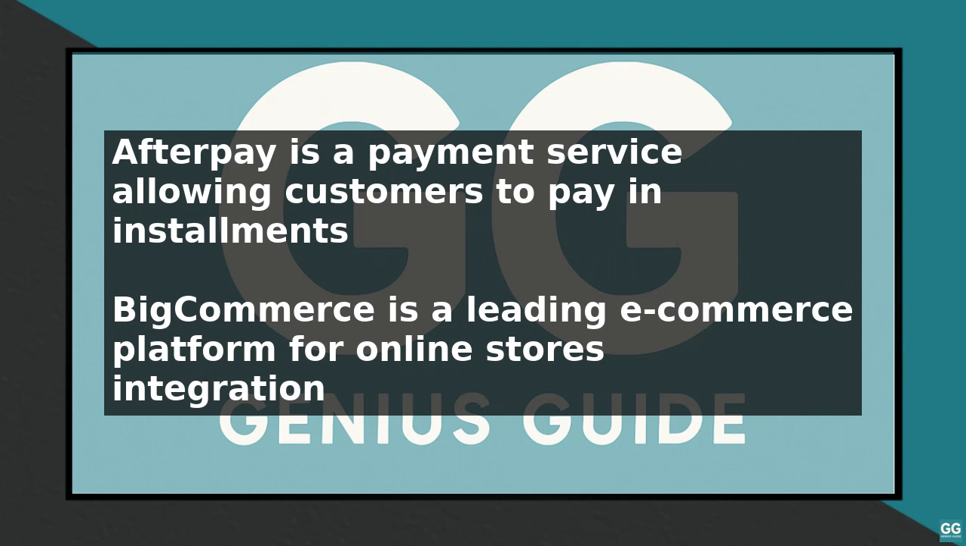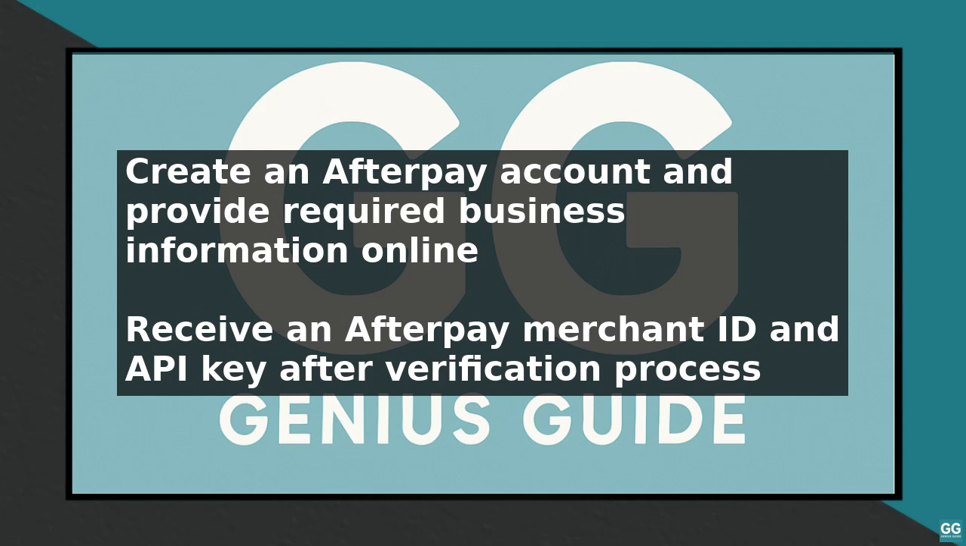Step 1. Setting up Afterpay account. To integrate Afterpay with BigCommerce, you need to create an Afterpay account. Go to the Afterpay website, sign up for a merchant account, and provide the required business information. After verification, you will receive an Afterpay merchant ID and API key.